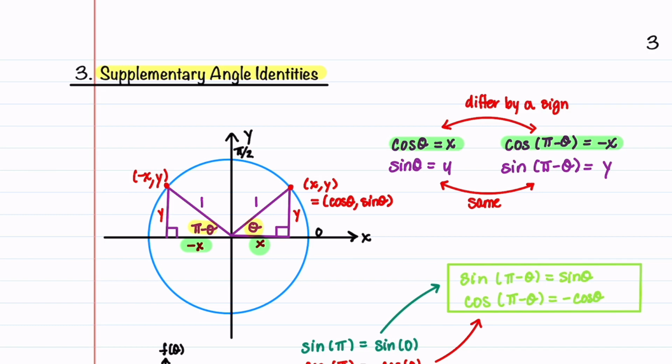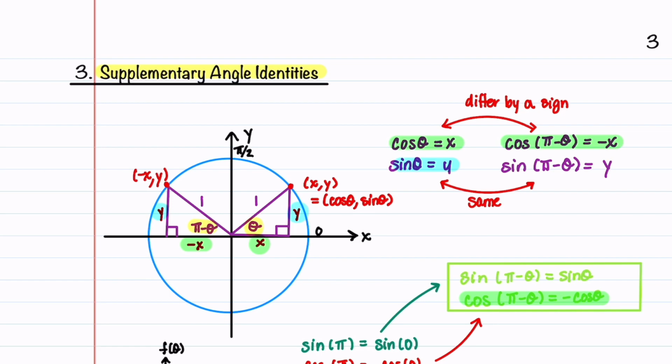So our supplementary angle identity is cosine pi minus theta is equal to minus cosine of theta. In a similar way, sine theta is equal to y, and sine of pi minus theta is also equal to y. So our supplementary angle identity is sine of pi minus theta is equal to sine of theta.